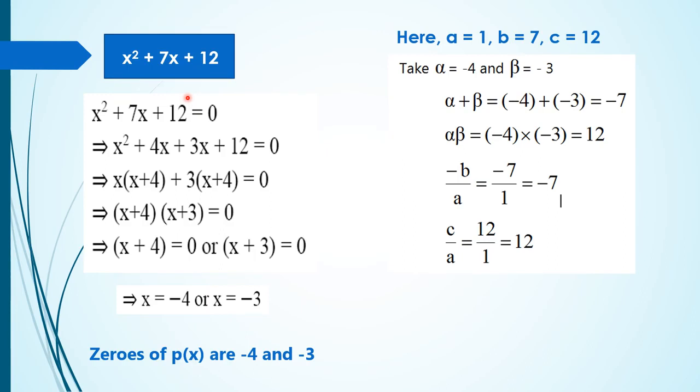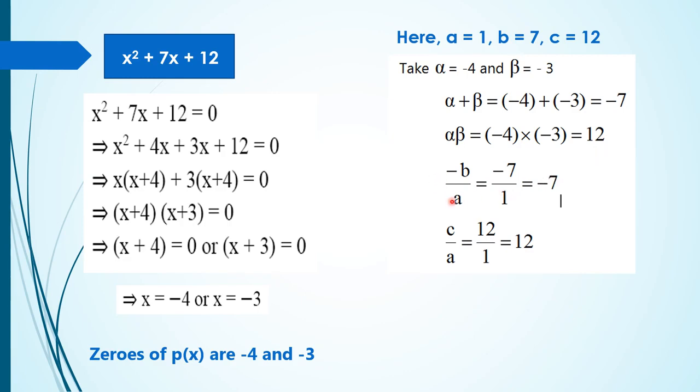I'll find all the four values. Four values are alpha plus beta, minus b by a, alpha beta and c by a. To find alpha plus beta is equal to sum of zeros only. Alpha I taken as minus 4 plus minus 3. Both are having same signs, add them, minus 7. Alpha beta product, that is minus 4 into minus 3. 4 3s are 12 and minus and minus plus.